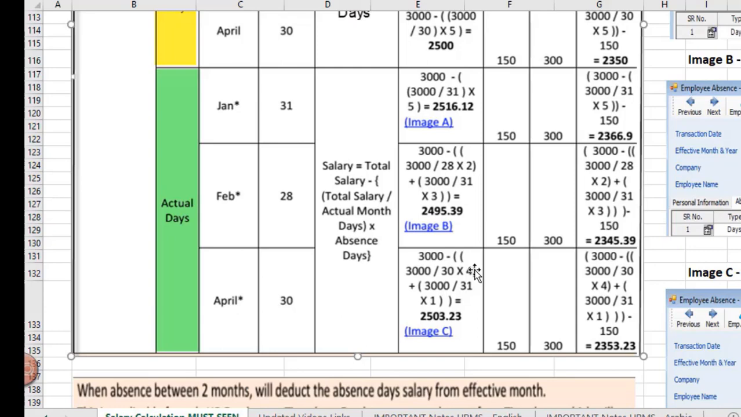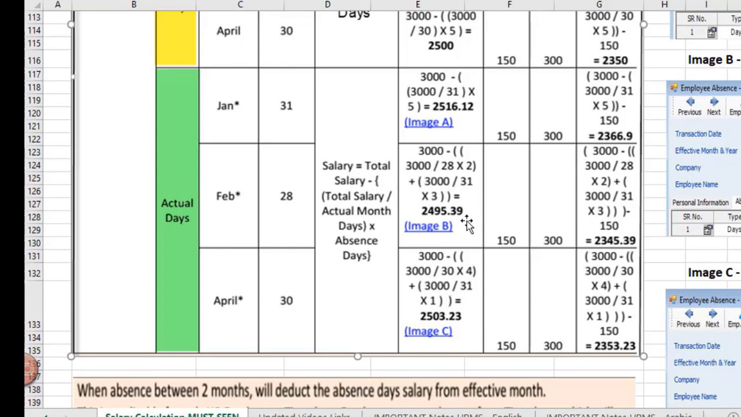What's left is 1 day for the next month. That's why we add another part for the same calculation exactly, but this time 3,000 divided by 31. Why is that? Because it's reading not the total number of days in April, it's reading the total number of days in May. So basically, 3,000 right here minus 3,000 divided by 30 days of April multiplied by 4, and then plus 3,000 again divided by 31 days because it's the next month, May, multiplied by 1 because that's what's left till the total number of absences to be 5.